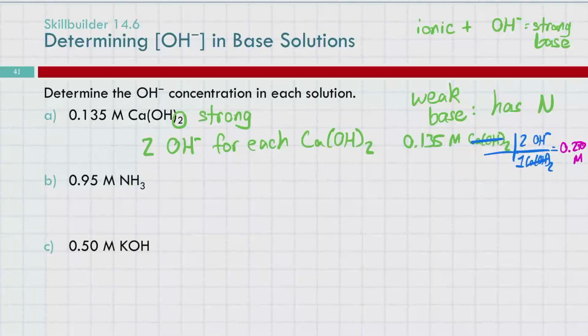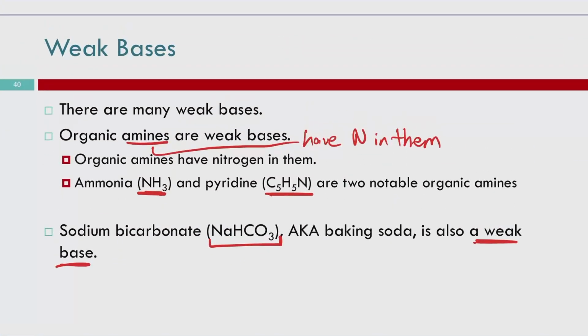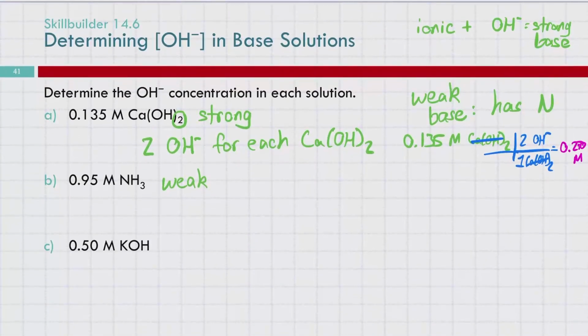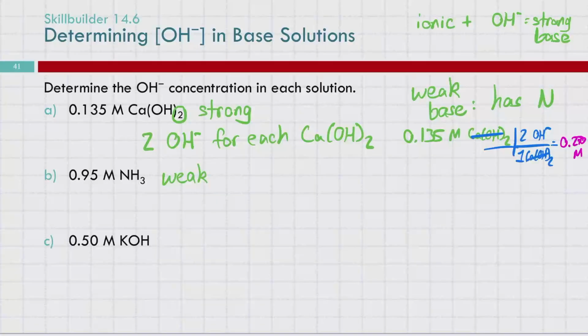For NH3, we're looking for a hydroxide concentration. What kind of base is NH3? Strong or weak? Weak. Why is it weak? It has a nitrogen in it. And that's kind of all that we talk about weak bases. That's good enough for us. So ammonia is one of the ones that we'll see. There's also pyridine, C5H5N. Those are 2 that you could see on an exam. So that's going to be a weak base.